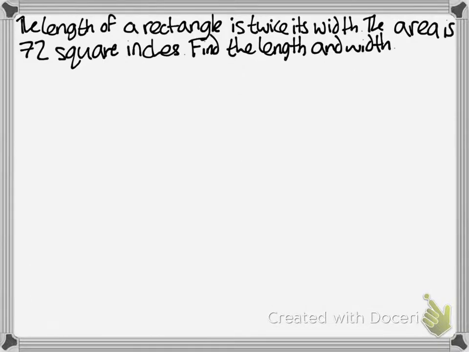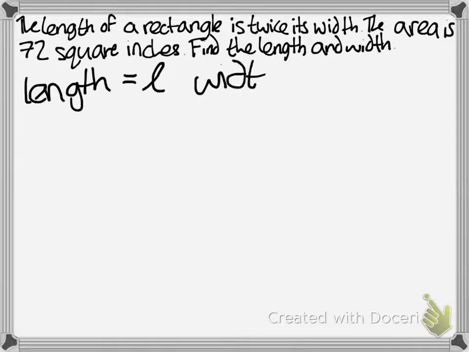A lot of applications are going to involve geometry, and they're going to require us to think about the geometry formulas that we remember from our previous life. The length of a rectangle is twice its width. The area is 72 square inches. Find the length and the width. So I have two things: length, I'm going to name the length L, and width, I'm going to name the width W.